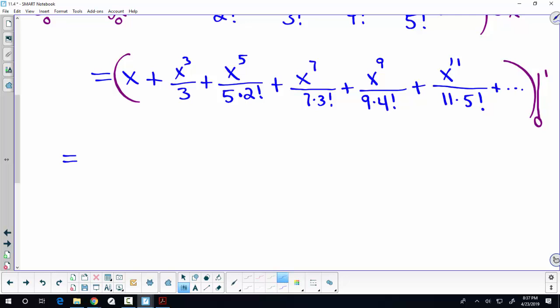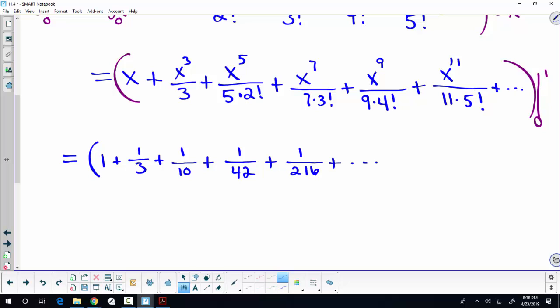So by the fundamental theorem, we've got 1 plus 1 cubed over 3 plus 1 to the 5th over 10, plus 1 to the 7th over 7 times 3 factorial, plus 1 to the 9th over 9 times 4 factorial. That's 216. And then so on and so forth, right? There's our capital F of 1, and then we subtract off capital F of 0, which is 0.